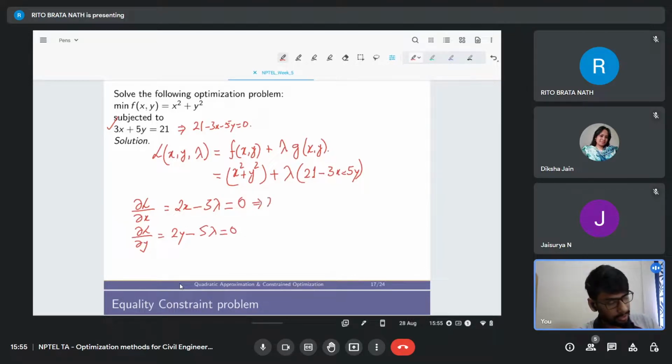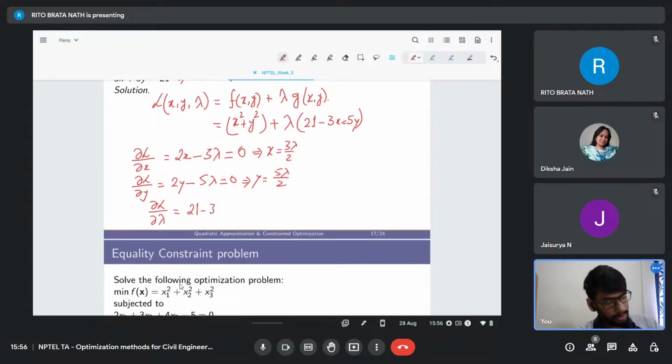So your x will be 3 lambda by 2, y will be 5 lambda by 2. And finally your del L by del lambda, that will be 21 minus 3x minus 5y equals 0. So you put the values of x and y here in terms of lambda. You will get something like this, so this will be 17 lambda equals 21. So lambda will be 21 by 17.